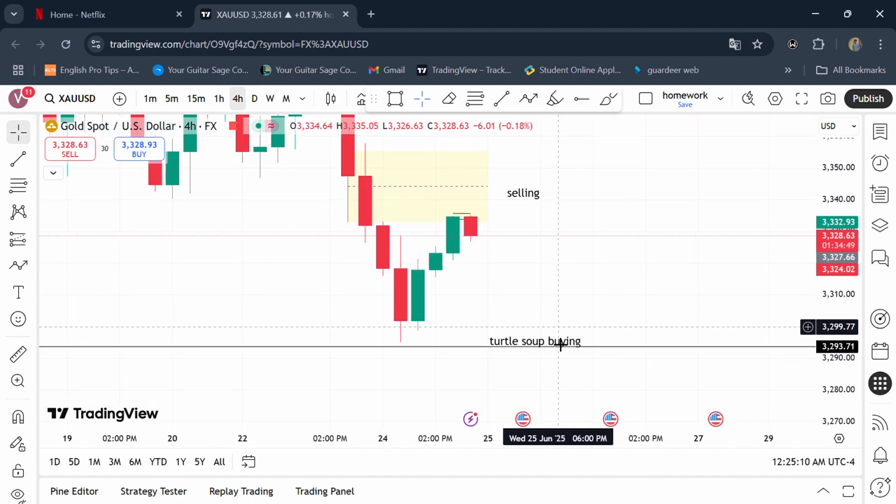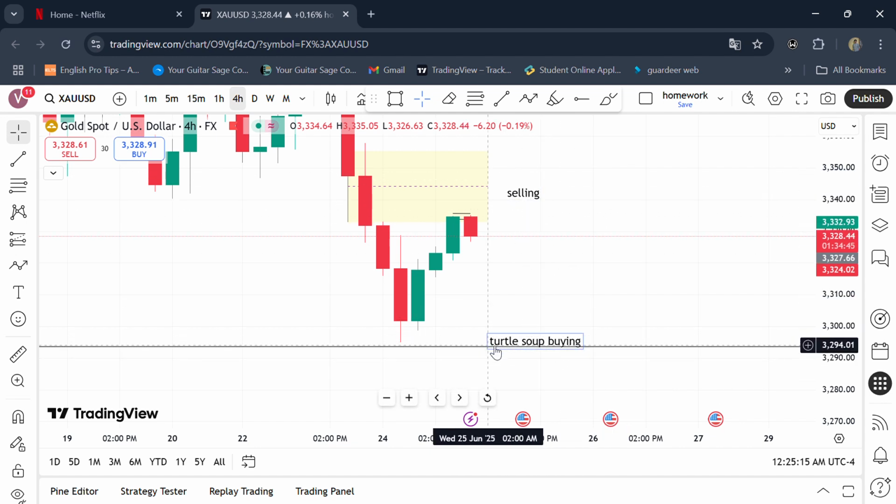So now buying, this will be our buying level, this will be our selling level. Obviously, if this liquidity is broken, that means we are successfully sitting towards sell side.